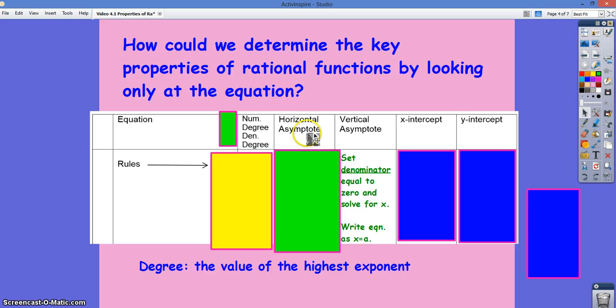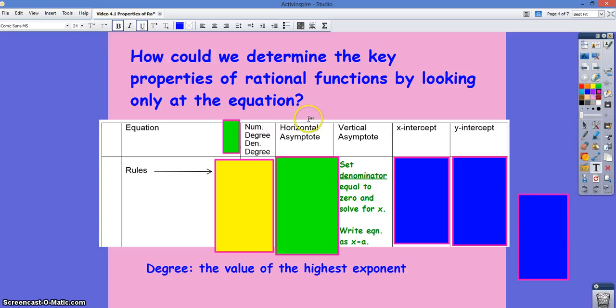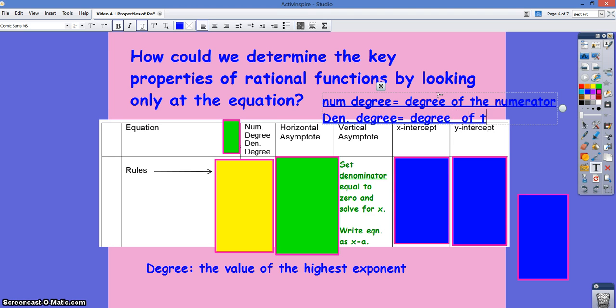How do we find horizontal asymptotes? Well, to find a horizontal asymptote, we have to look at 2 things, and this is where this column is going to come into play, okay? Now, num degree stands for the degree of the numerator, okay? So num degree is the degree of the numerator, okay? And you can probably guess den degree is the degree of the denominator.